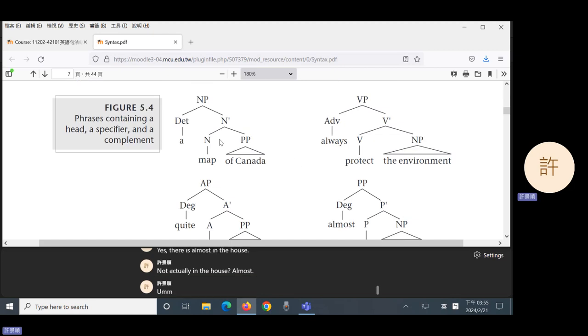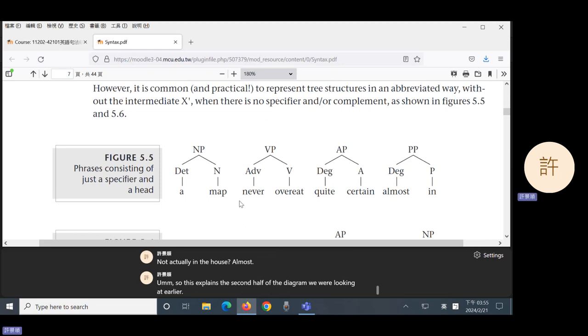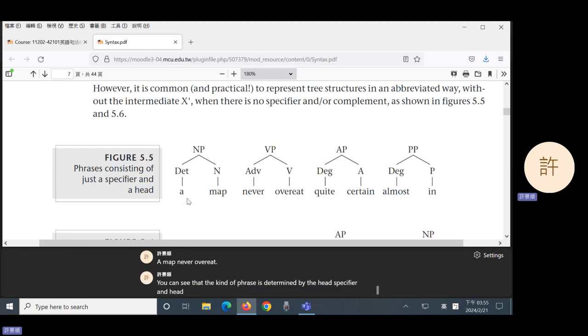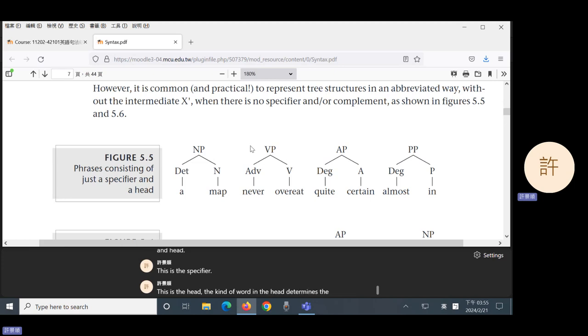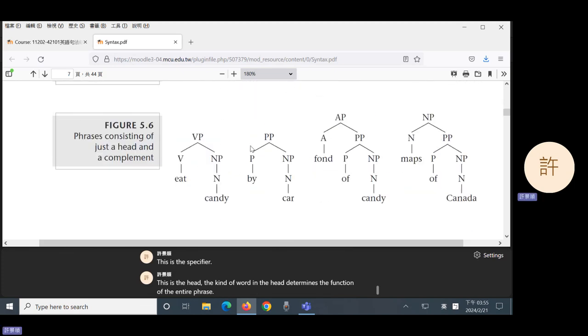So this explains the second half of the diagram we were looking at earlier. A map, never overeat, you can see that the kind of phrase is determined by the head. Specifier and head, this is the specifier, this is the head. The kind of word in the head determines the function of the entire phrase. So if we put them together, right?